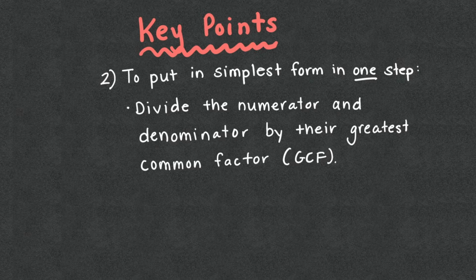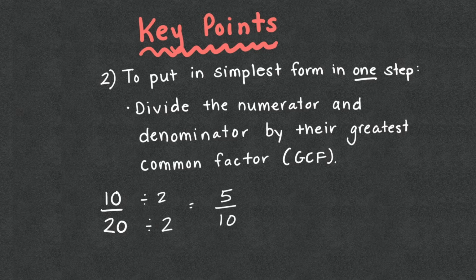Key point number 2. To put in simplest form in one step, because some of us love to do it in just one step, we're going to divide the numerator and denominator by their greatest common factor. So let's say, for example, we started with 10 over 20, or 10/20. Sometimes we can think of numbers that we just know to divide by. I know I can divide by 2, divide by 2. That gives me 5/10. But I know that's not fully simplified.